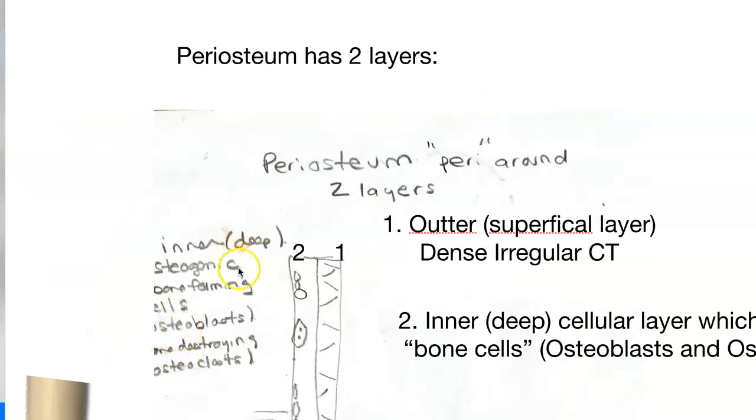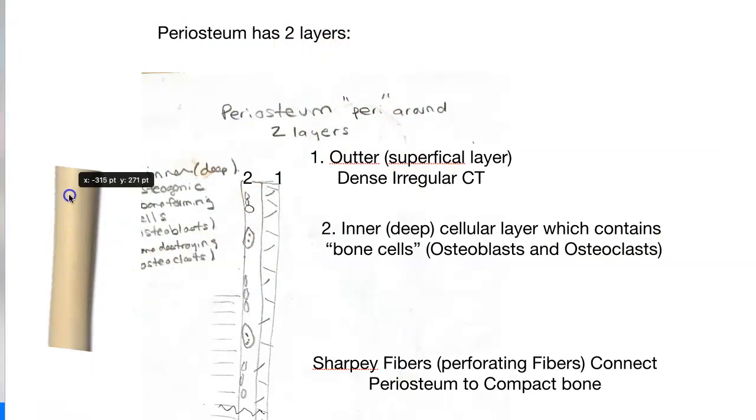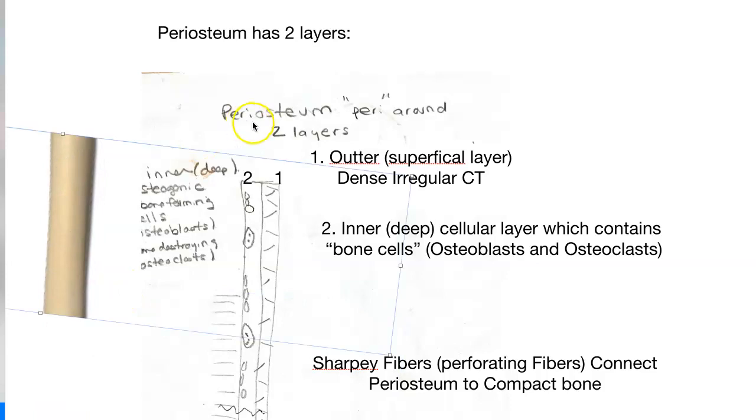This is our last slide. We're going to be talking about how the periosteum has two layers. Peri, once again, means around the bone. Periosteum, around the bone. We have an outer superficial layer. This is what I would draw on the board. This is our periosteum. An outer superficial layer. This is on the outside of the bone.